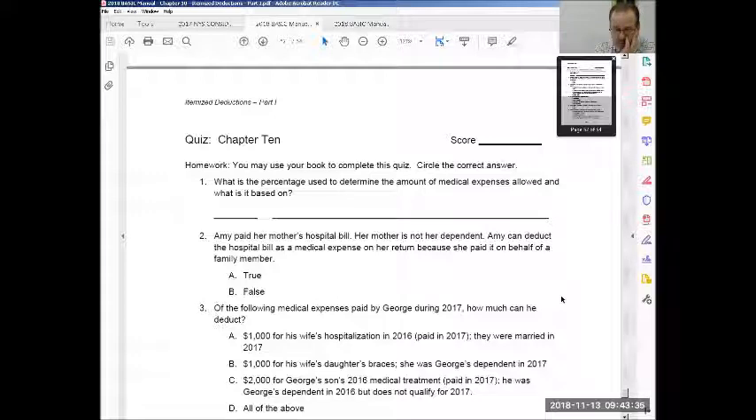And number 3. Of the following medical expenses paid by George during 2017, how much can he deduct? D, all of the above. Yep, everything that's on there. Okay. Mary Ann, number 4. Which of the following is a medical deduction? A, legal abortion. Okay.